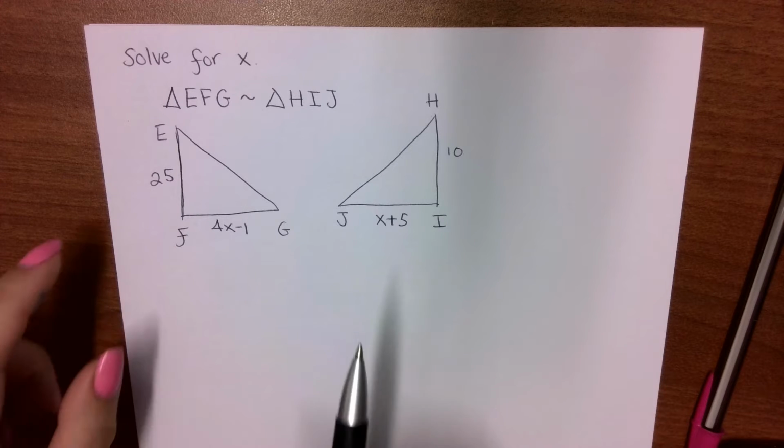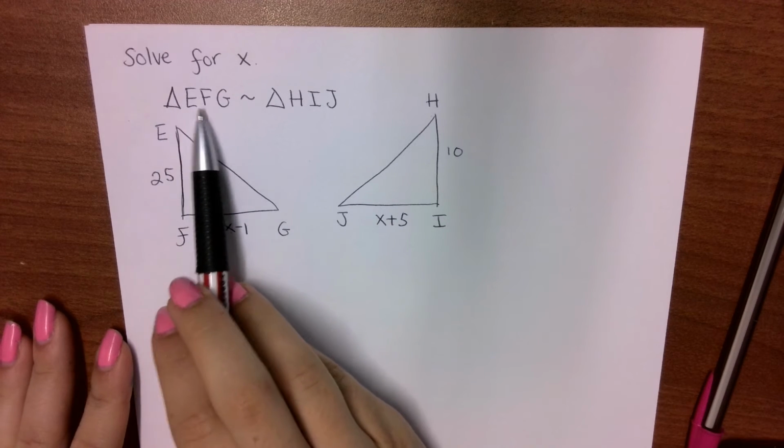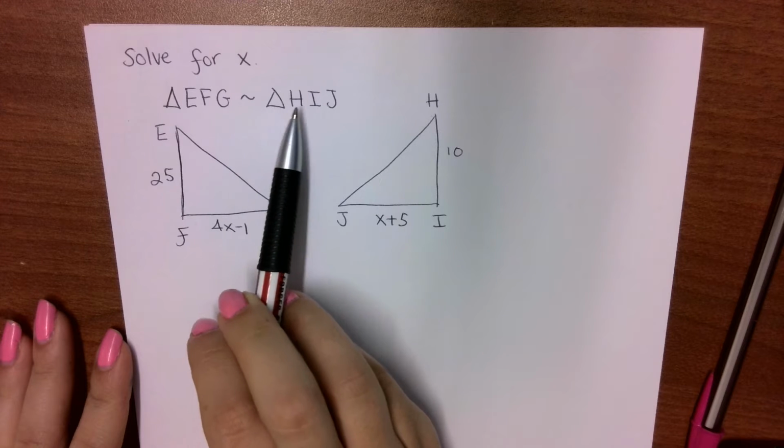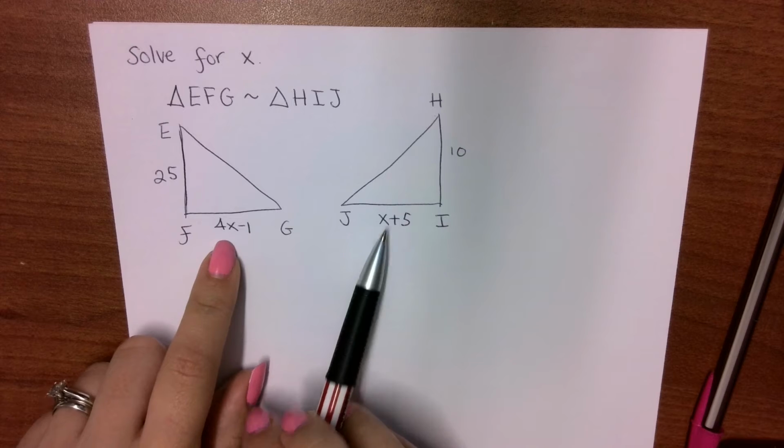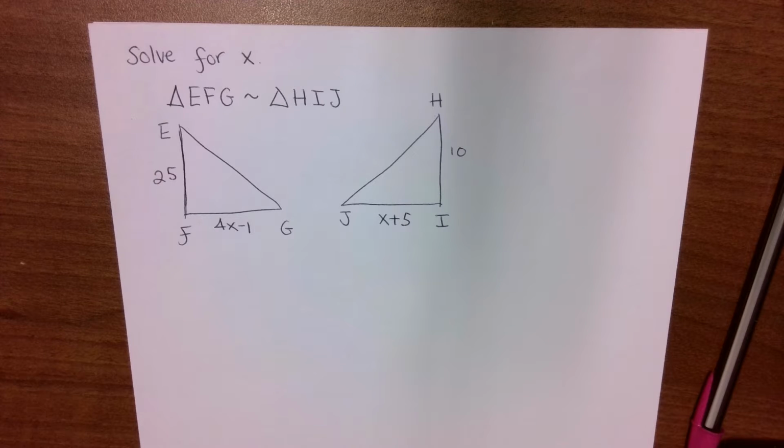We're going to solve for x here. We have that triangle EFG is similar to triangle HIJ. So we have x to solve for. What we're going to do, we need to write our proportions. That way we could do our cross multiply and solve.